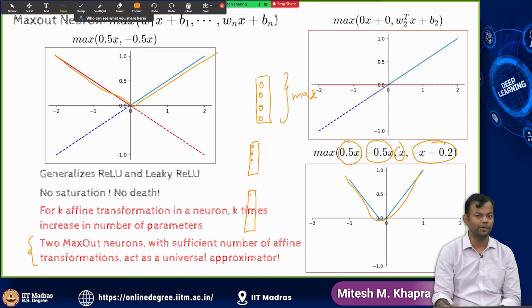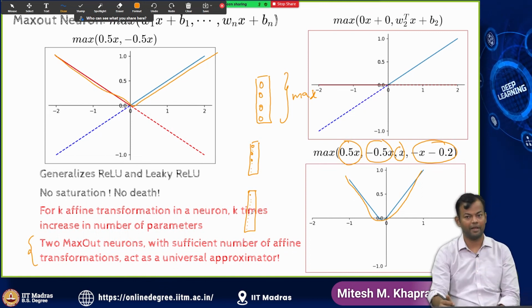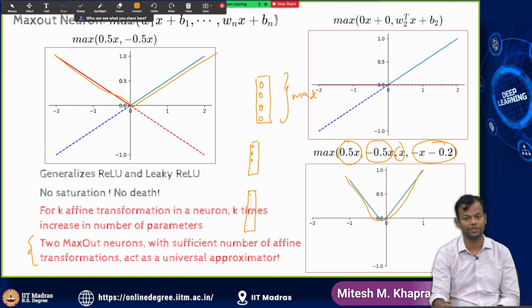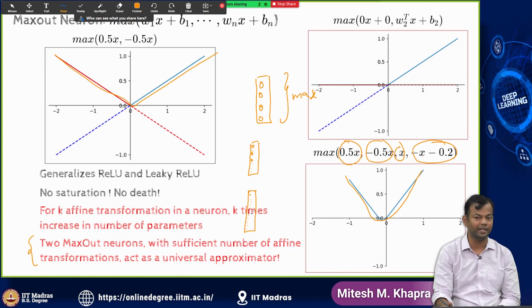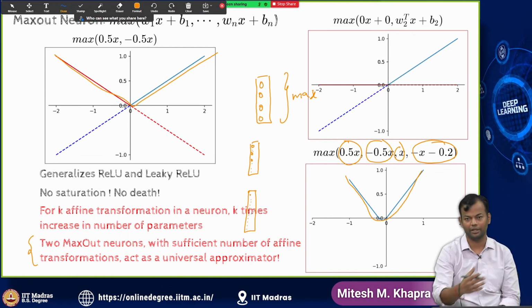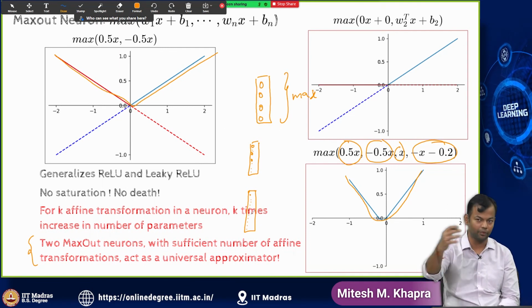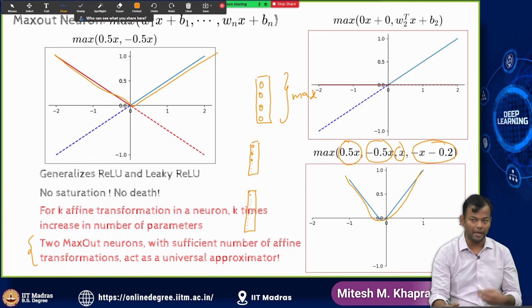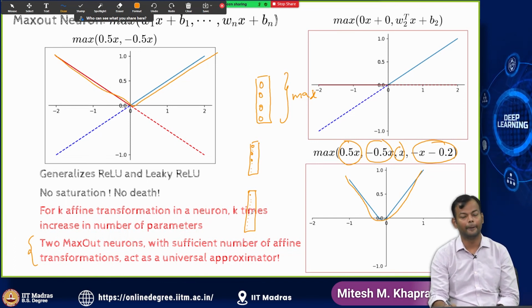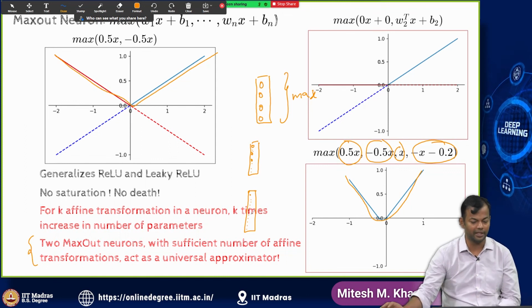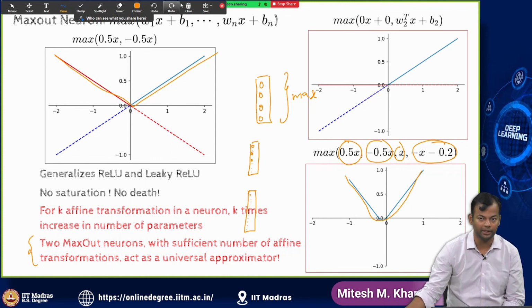Of course, maxout neurons, despite whatever I have explained, are still not very popular. I think their special case, which is relu or any of its variants, are still more popular. But it's good to know about them. It's good to see the analogy with dropout. It's also good to see how they generalize relu and other functions. It's also good to know that just 2 maxout neurons can act as a universal approximator. So this all helps you build a better understanding of some of the concepts in deep learning.